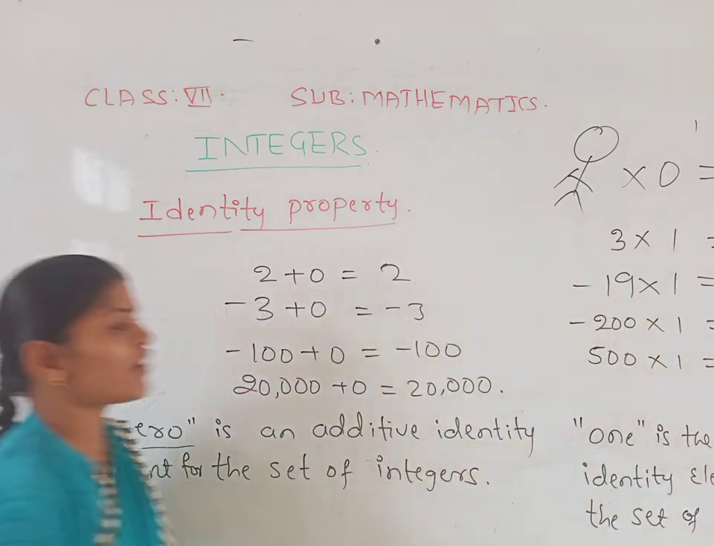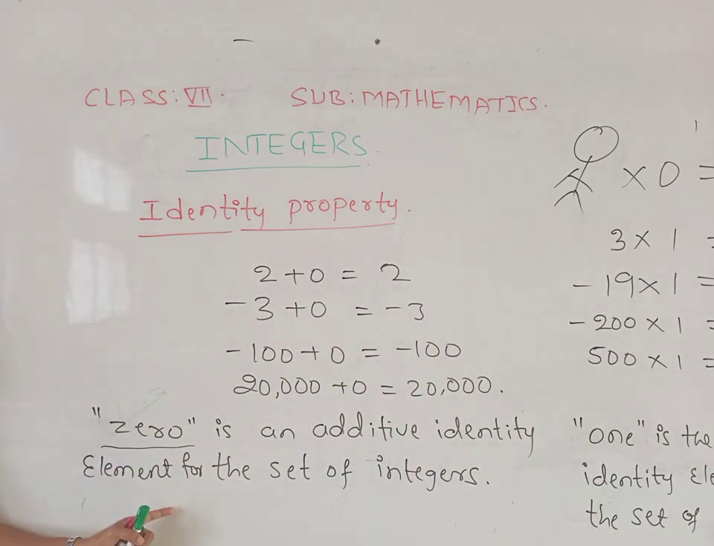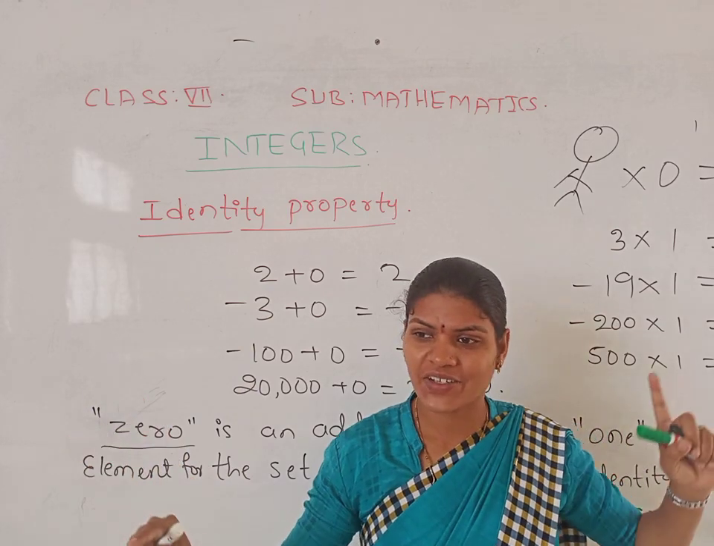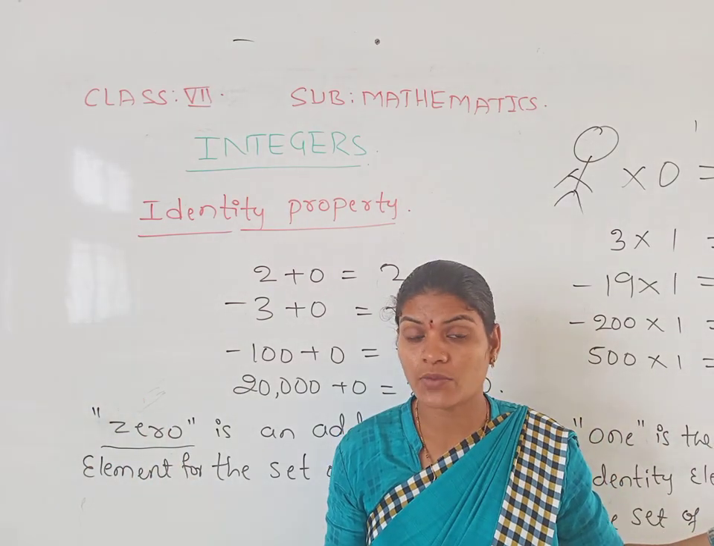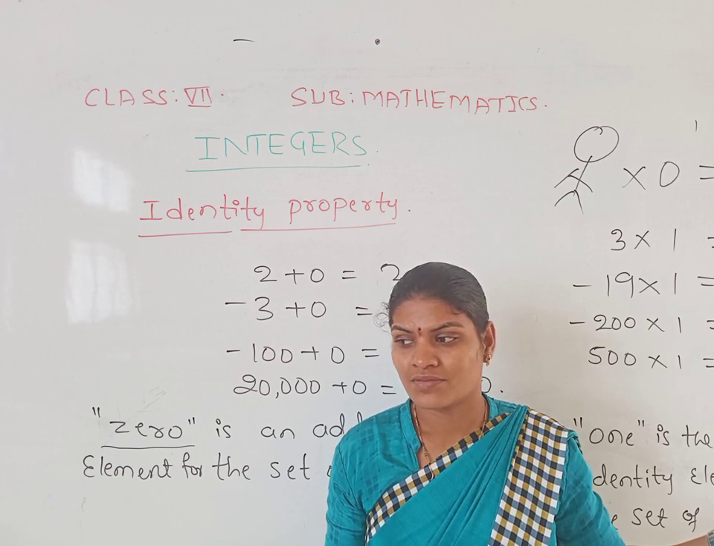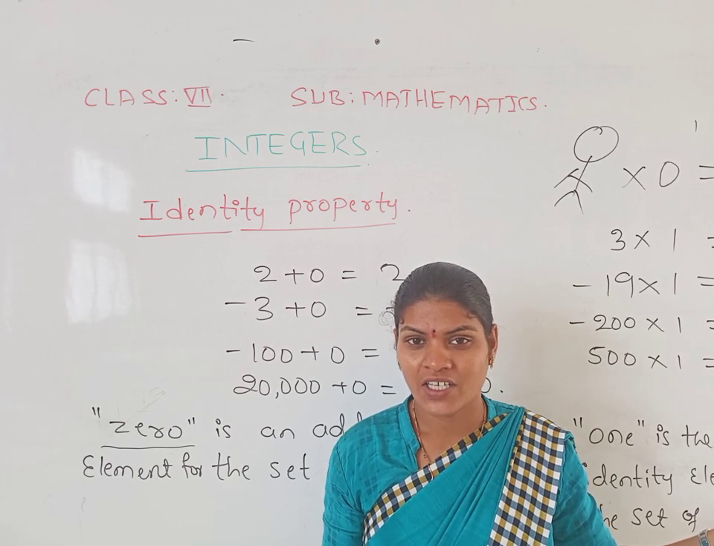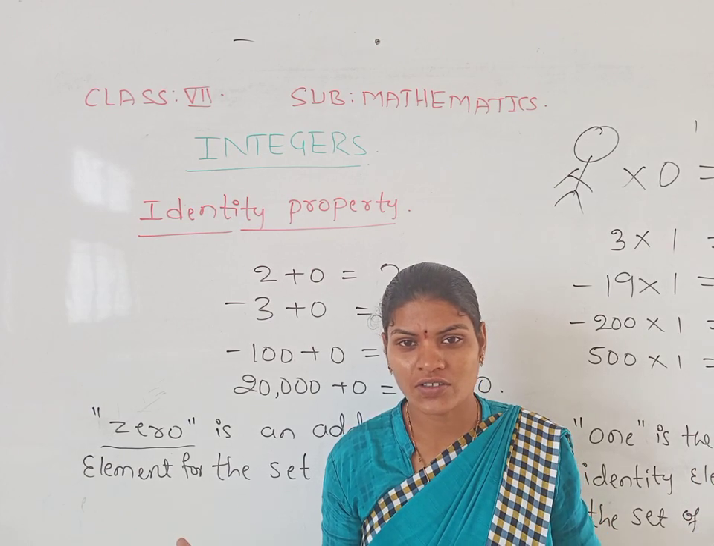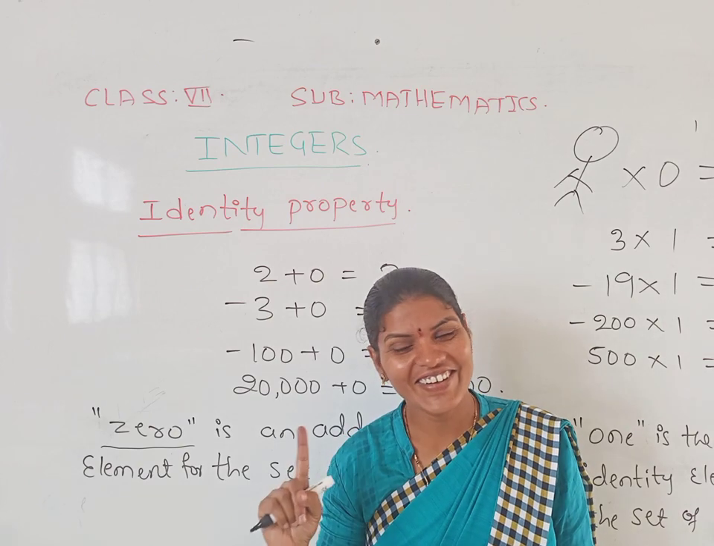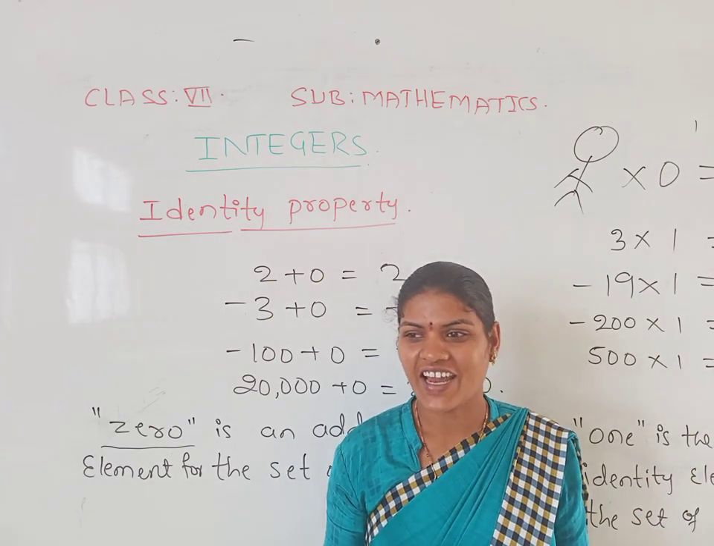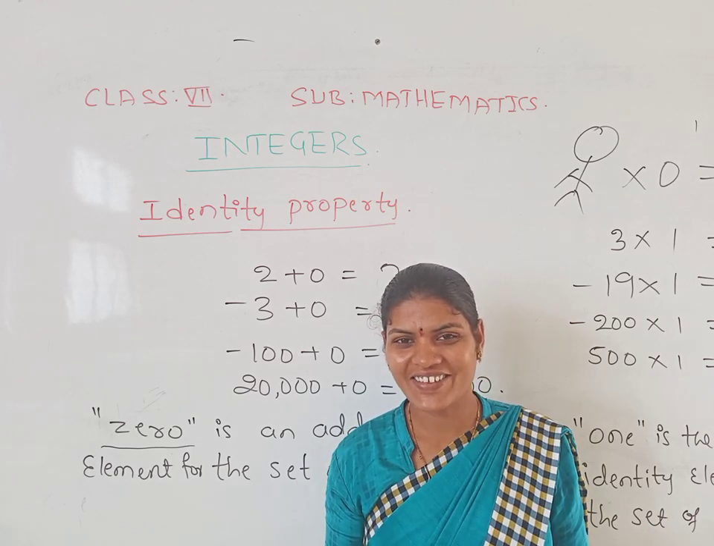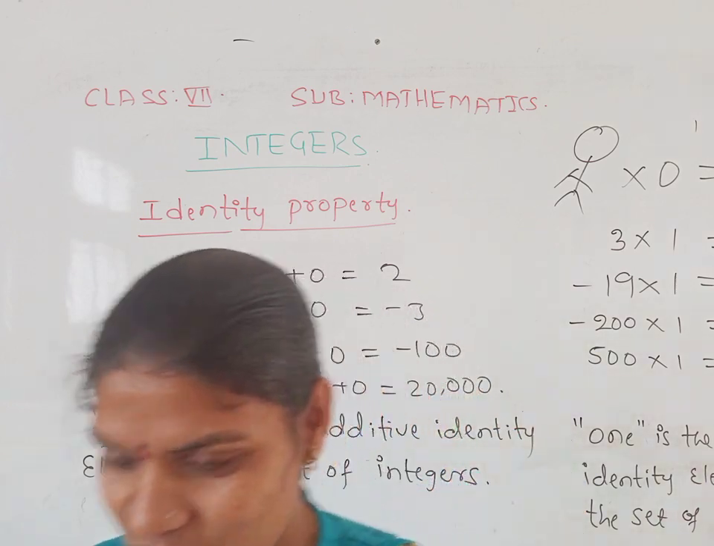Clear? Which is the additive identity element for the set of integers? 0. Additive identity is 0, multiplicative identity is 1. Please remember this one.